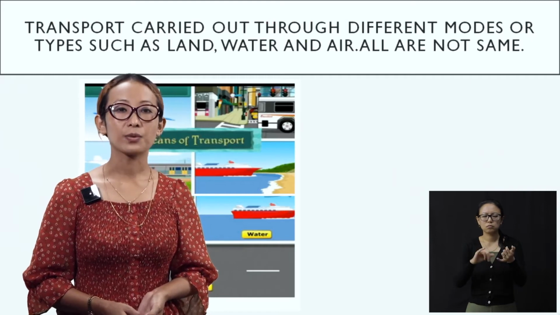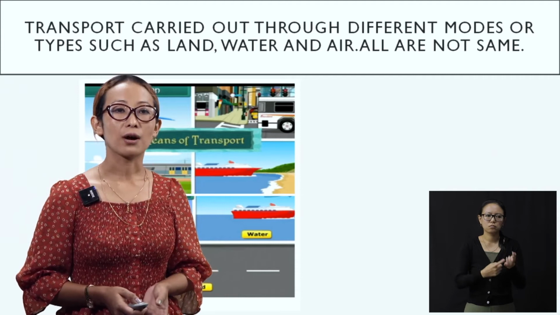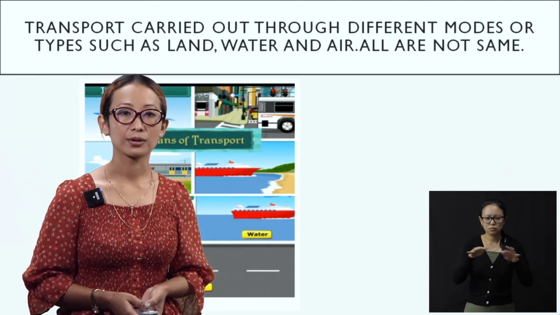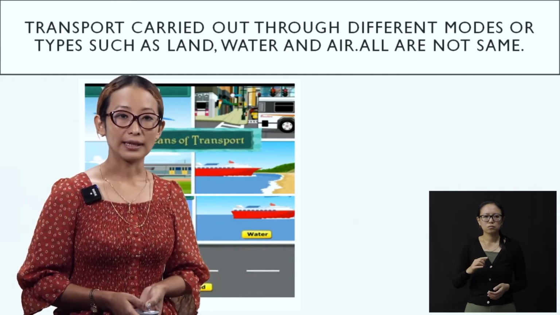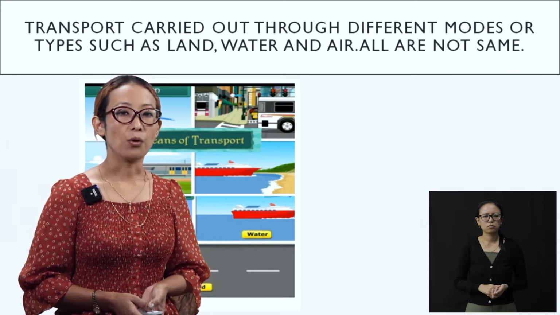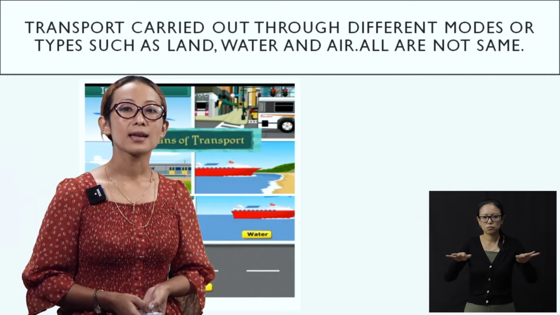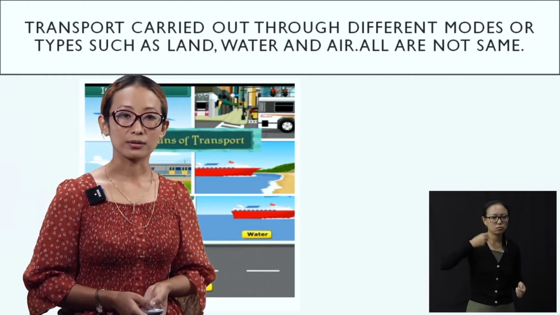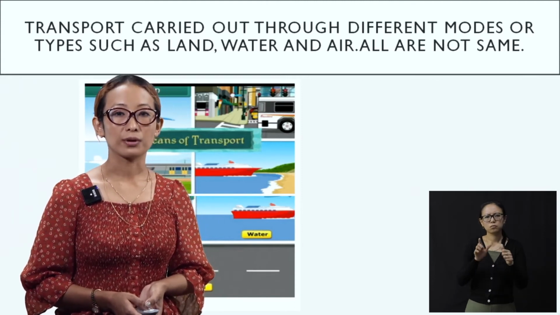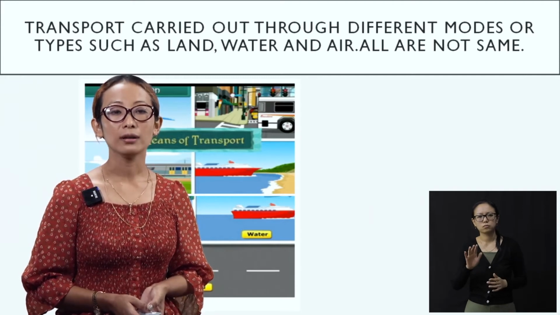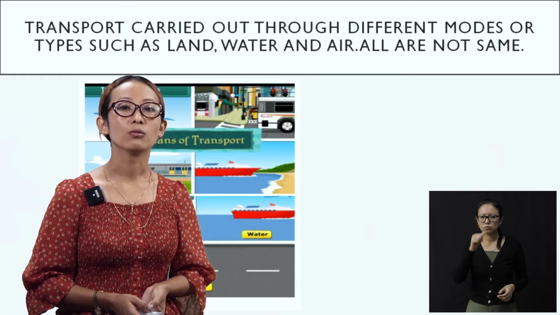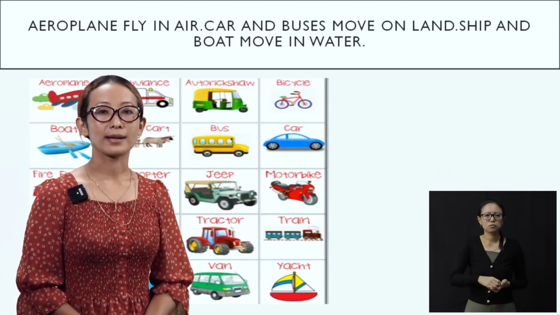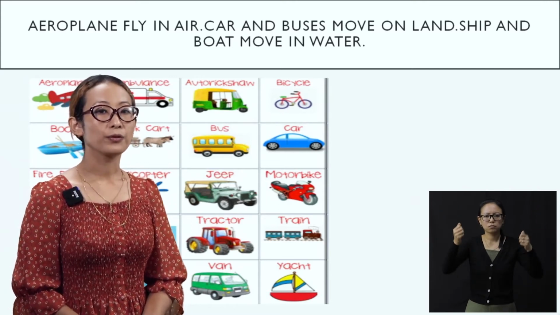Do you know, students, transport is carried out through different modes or types. They are land transport, water transport, and air transport. You can see that an aeroplane flies in the sky, in the air, yes or no? And you can see a boat sailing on the water. And you can see a motorbike or a cycle or a bus moving on the road. So all these vehicles are not the same. Some move on the road, some move in water, and some move in air. As I have told you, an aeroplane flies in the air, a car and a bus move on land, and a ship and a boat move in water.